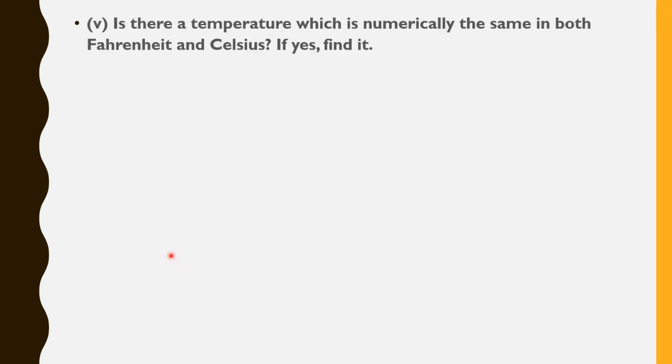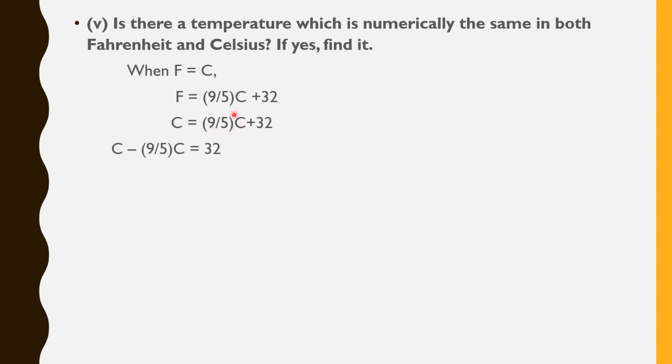Our last question is, is there a temperature which is numerically the same in both Fahrenheit and Celsius? If yes, find it. Now I have been given the condition that F is equal to C, and if yes, I have to find out the value. So now taking F = C in F = 9/5 C + 32, I will get C = 9/5 C + 32. Now taking the C terms on one side and leaving the constant on the other side, C minus 9/5 C = 32.